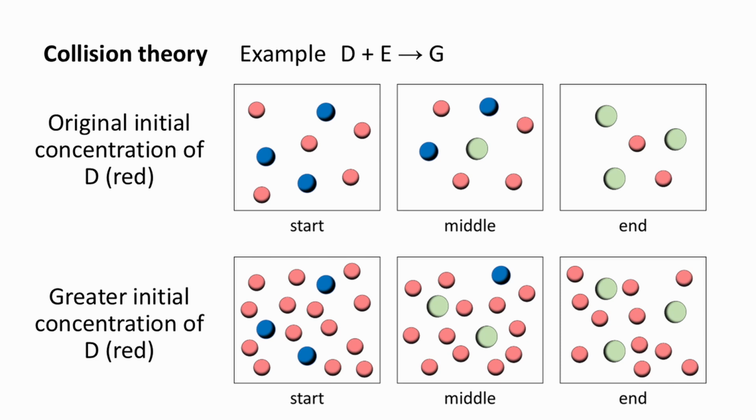The top row shows the particles at the start, middle and end of a reaction, the same as before. The bottom row shows what happens if the concentration of reactant D, the red particles, is increased. The blue particles are now much closer to many red particles. There is a greater chance that the red and blue particles will collide. This leads to more frequent successful collisions and a faster rate of reaction.